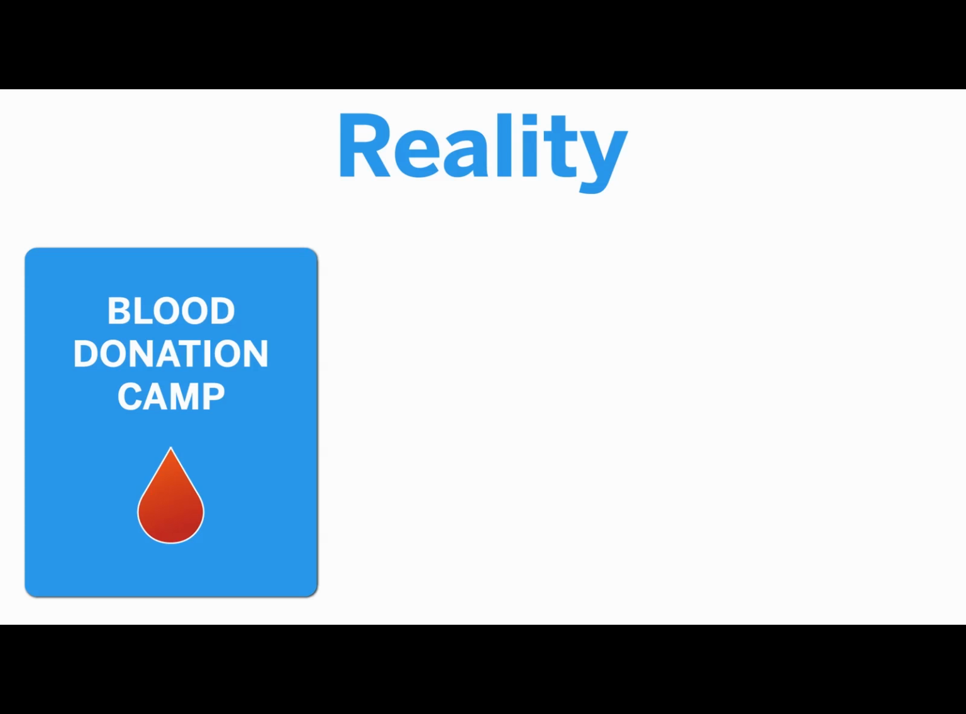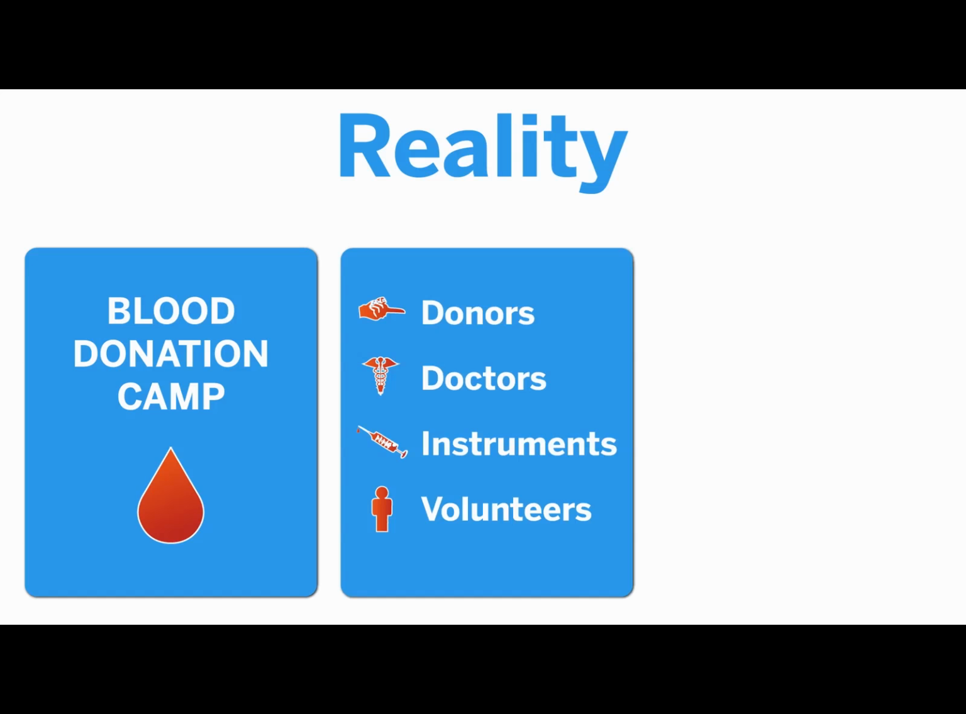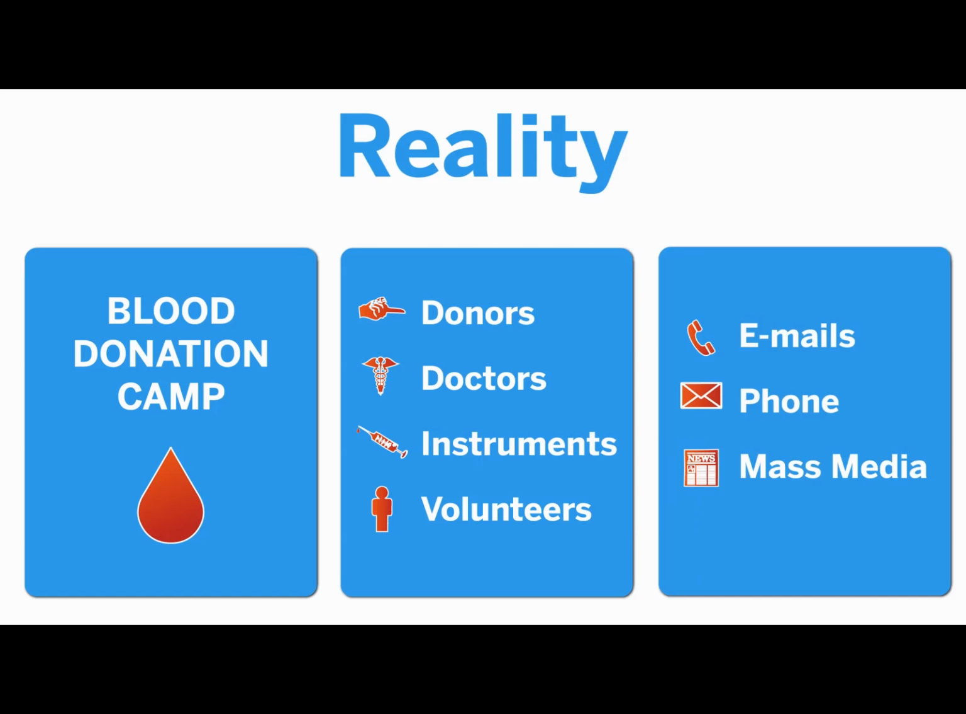Let's take a real-life example of an NGO, the Read India Foundation. They want to organize a blood donation camp. All this would require donors, doctors, instruments, and volunteers. How would they get the word out? They would use emails, the phone, mass media, such as newspapers and posters. All this requires effort, time, and cost.